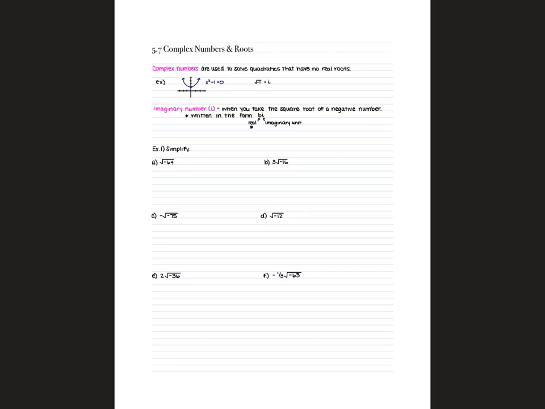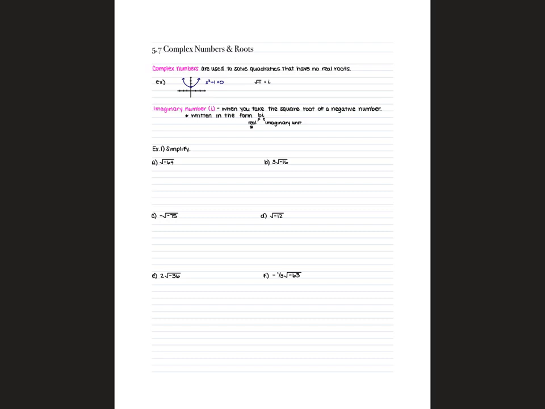5.7 complex numbers and roots. With these, we're used to taking square roots of negative numbers and saying that there's no solution. However, now we are going to be dealing with the letter i. The letter i just represents an imaginary unit. You use this imaginary number only when there's a negative underneath a radical where you're taking the square root, the fourth root, the sixth root, any even roots.